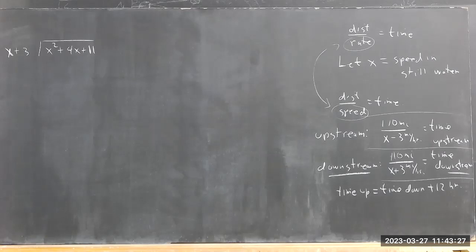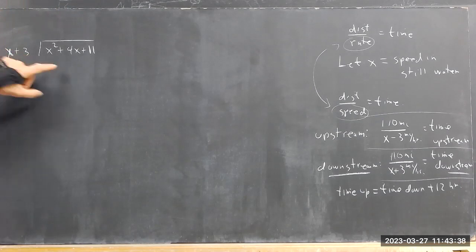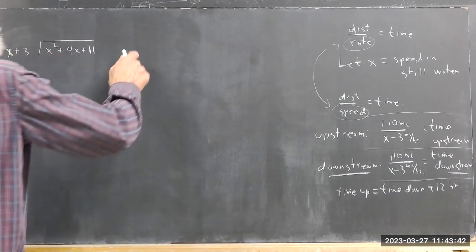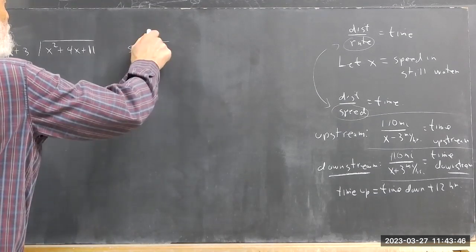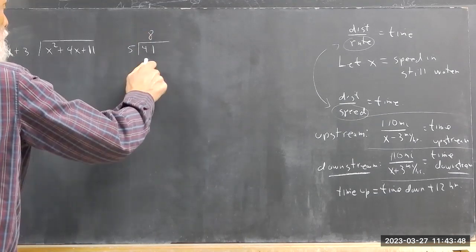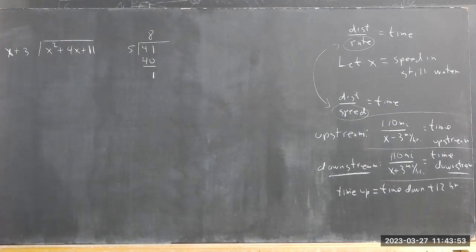Okay, just take a look at the long division problem. The way we do this is we want to have something up here, which when it's multiplied by this, gives us as much of this as possible. It's like if we divide 5 into 41, we get 8. 8 times 5 is 40.